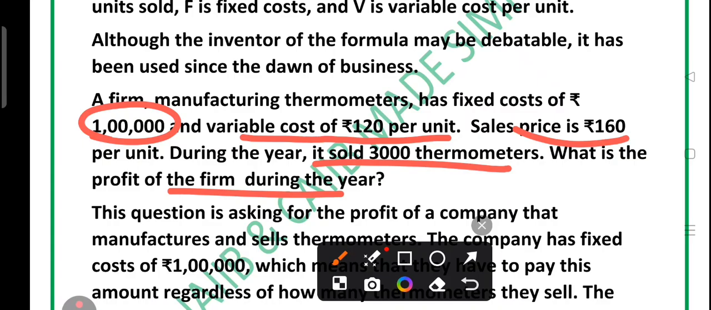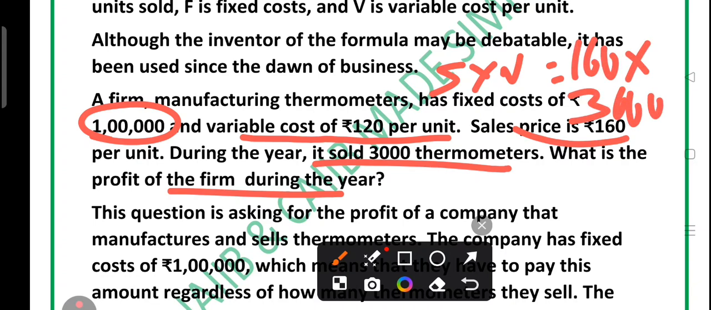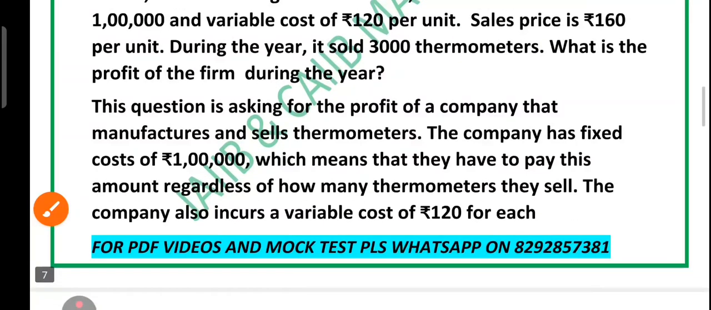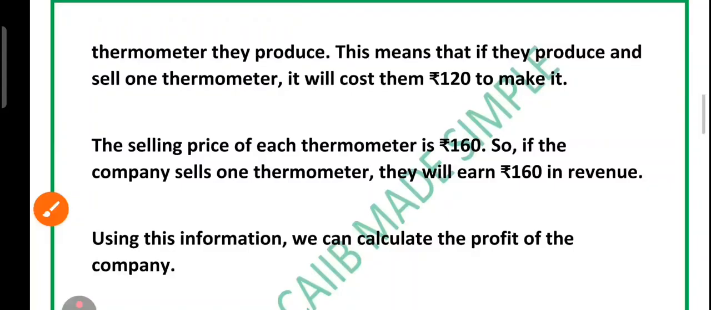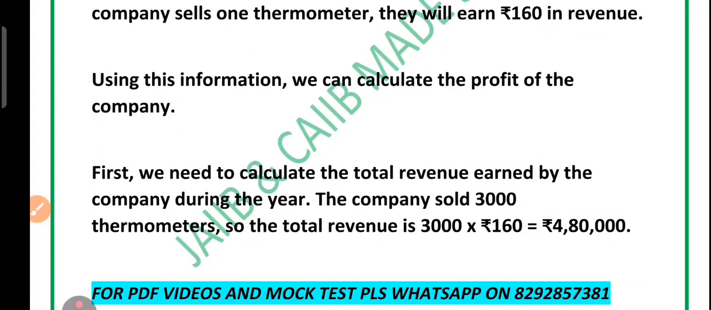Simple, right? First of all, calculate S into N. Selling price is 160 rupees per unit and total number of units is 3000. So it will be how much? 160 multiplied by 3000, right? It will be 4,80,000. That is our selling price. So the selling price, total revenue, is 4,80,000.